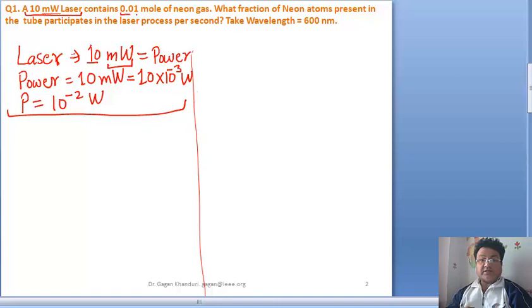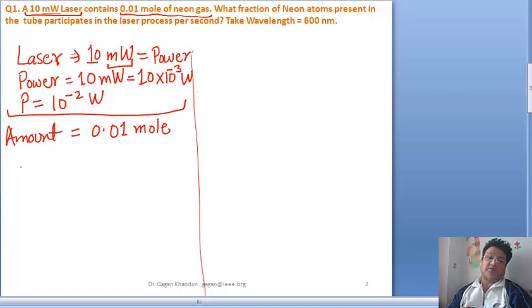Then it is saying that it contains 0.01 mole of neon gas. So the amount given is 0.01 mole. Okay, so we know that in 1 mole we have 6.023 into 10 raised to power 23 atoms, right?